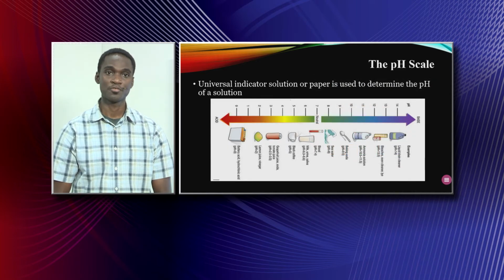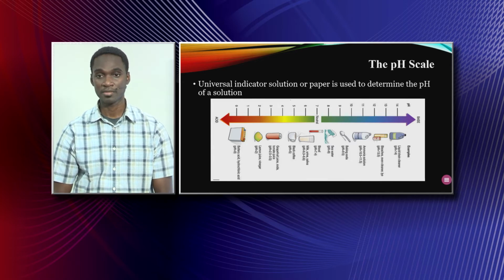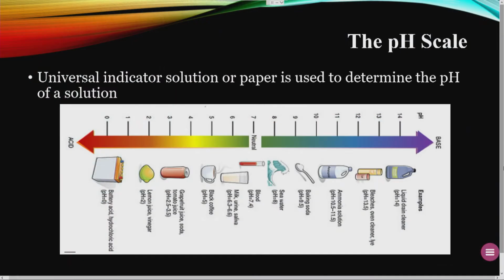Using this scale, universal indicator solution or paper is used to determine the pH of solutions, and we can have different household chemicals have their pH identified. In chemistry, we consider all substances to be a chemical. In the home, we can call them food, cleaning agents, and so on. But remember, for chemistry purposes, we refer to them as a chemical.